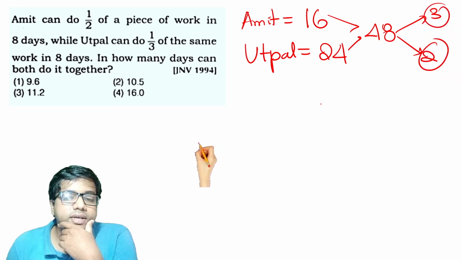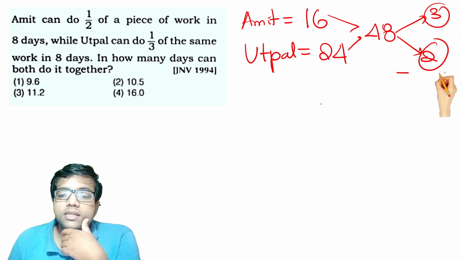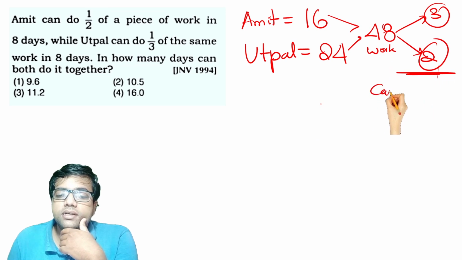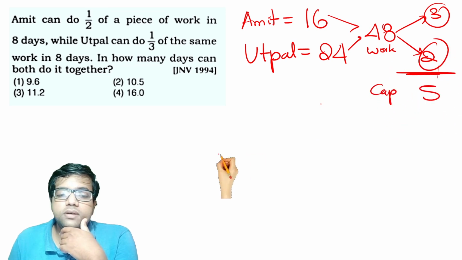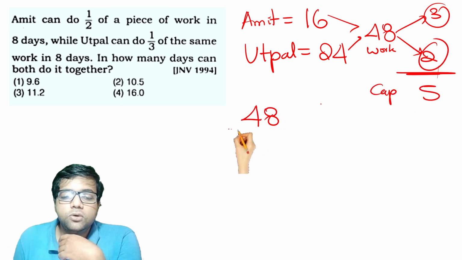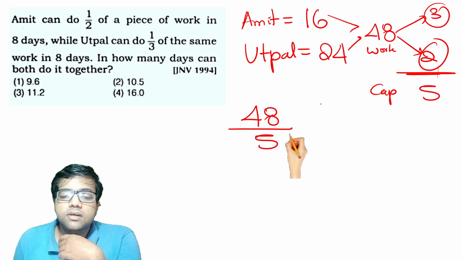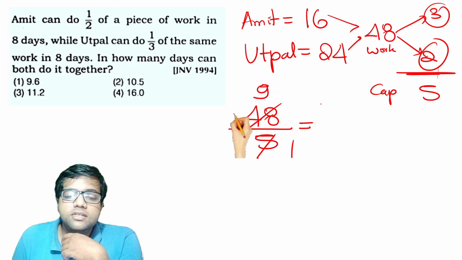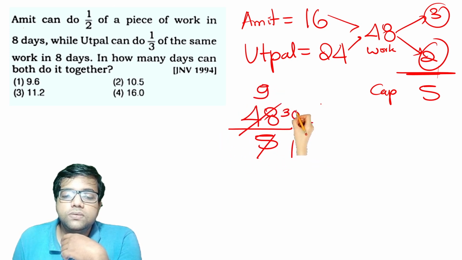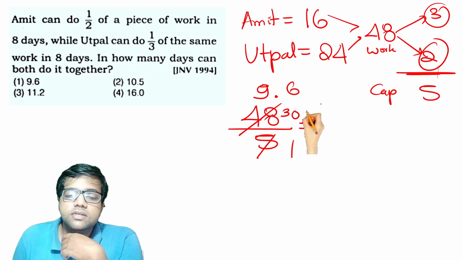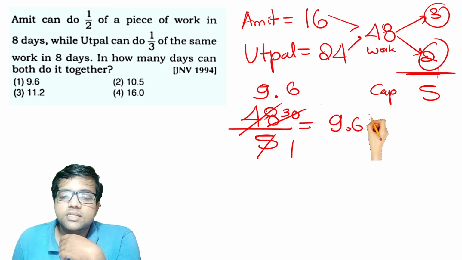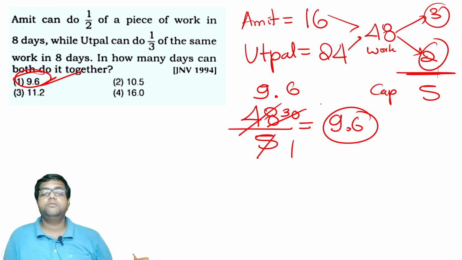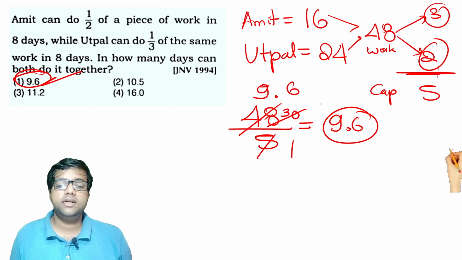So in how many days will they work together? This is the total work, and this is their total capacity. 3 plus 2 is 5. The total work by capacity will give you time. So 5 nines are 45, remainder is 3. You keep a point, 5 6s are 30. 9.6 is the answer. Option 1 is the right answer for this question.